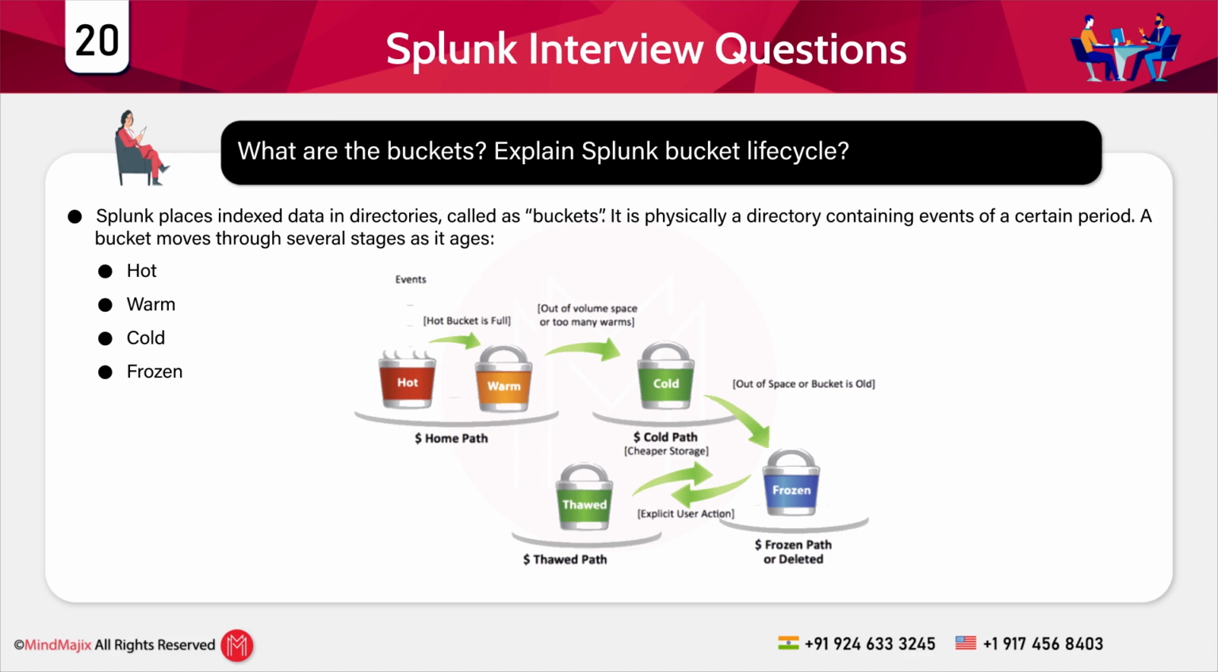Then you have the warm stage. Here the data is rolled from the hot, and there are many warm buckets that you can use. After this, you have the cold bucket. Here you have the data rolled from the warm, and there are many cold buckets that you can use. And the last stage over here is frozen. Here you have the data rolled from cold. The indexer deletes frozen data by default, but you can also archive it, and the archived data can later be thawed. Data in the frozen buckets is not searchable.